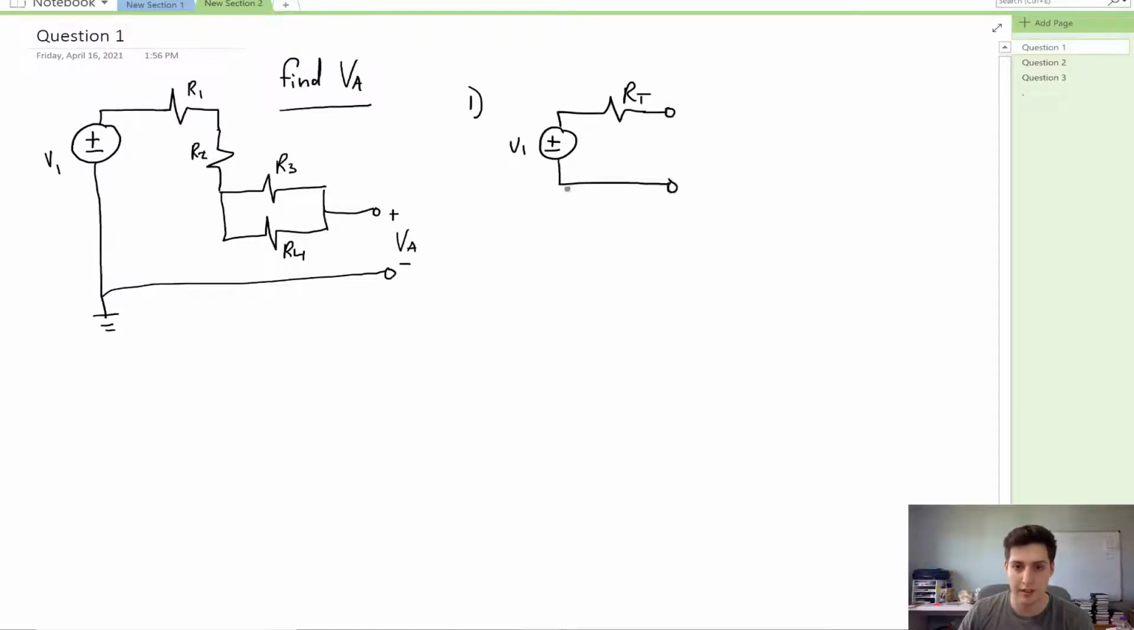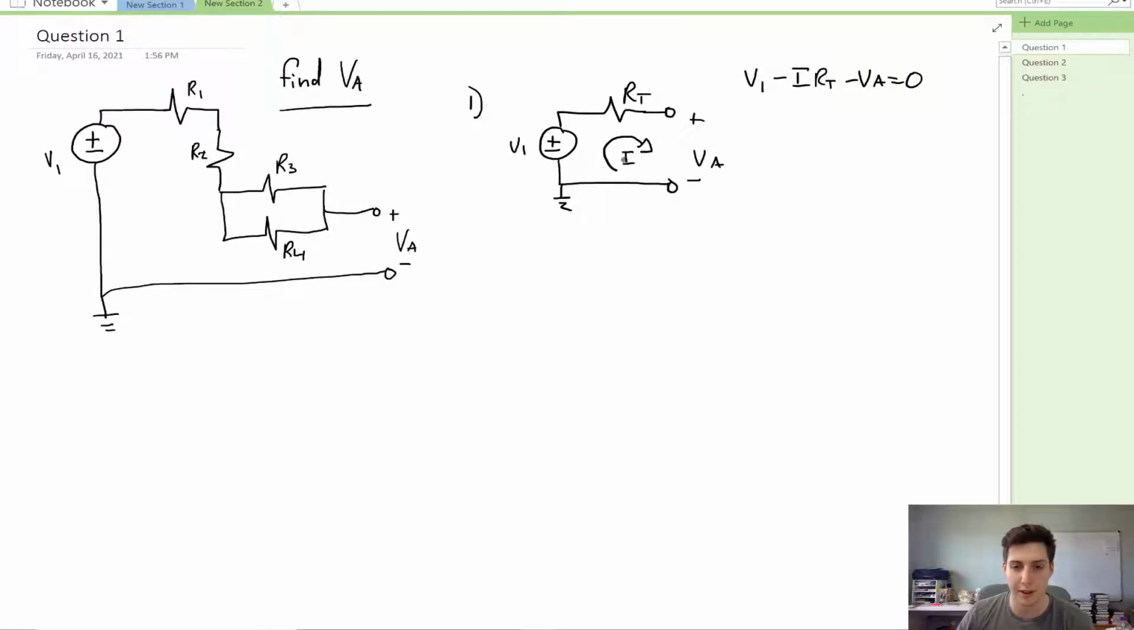And then we know that we would have VA right here. So now we can make a general assumption that the current goes this way. And what we can do is set up a KVL around this loop. So we can say V1 minus I times RT minus VA equals 0.